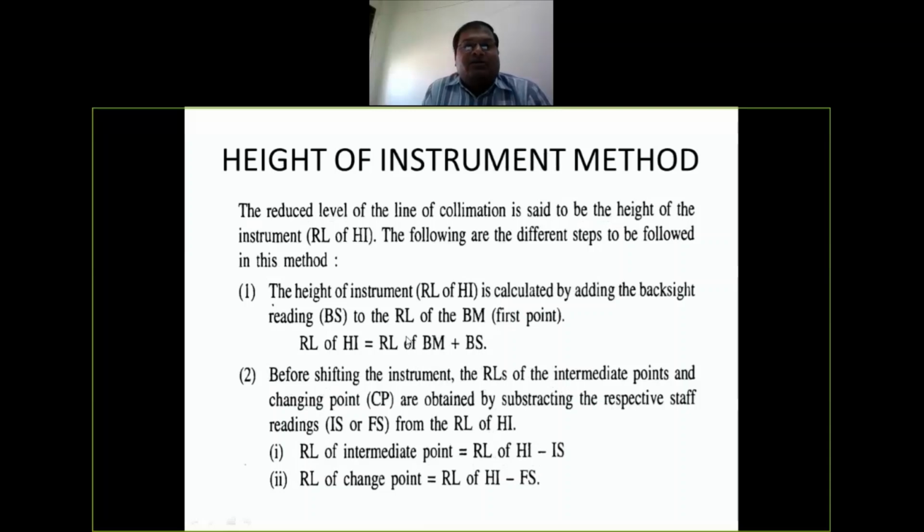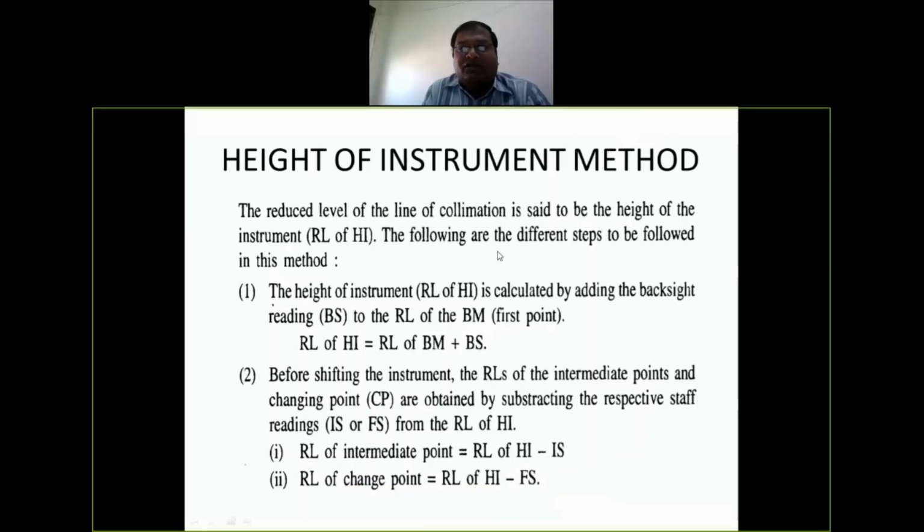Okay. So now come to the height of the instrument method. How will you do the procedure? As I already told you the procedure, I am going very briefly. First of all, you have to calculate the height of the instrument, as we already discussed, by adding the backsight reading. So RL of HI is nothing but RL of benchmark plus backsight. After that, before shifting the instrument, the RLs of intermediate points and change points are obtained by subtracting the respective staff readings, IS or FS, from the RL of HI. So RL of intermediate point is nothing but RL of HI minus IS, and RL of change point is nothing but RL of HI minus foresight. Okay. So this we already discussed.